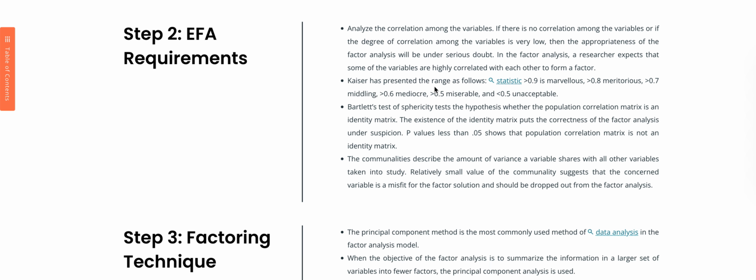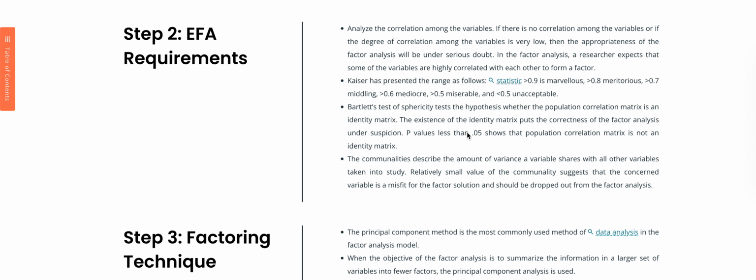KMO has a presented range: greater than 0.9 is marvelous, 0.8 meritorious, 0.7 middling, 0.6 mediocre, and 0.5 miserable. So KMO of 0.5 is unacceptable.